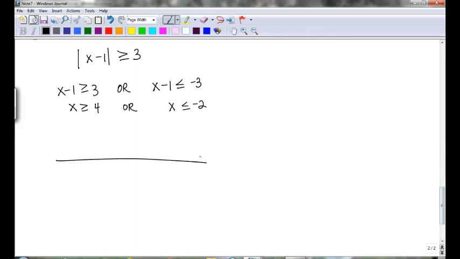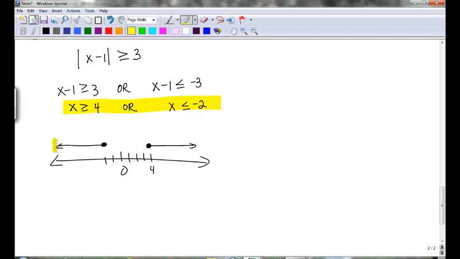If you were doing this on a number line, you'd say x is greater than or equal to 4. So this one would be solid. x is less than or equal to negative 2. The final graph is the union, or is a union. So that is the final graph. Okay, this is the answer algebraically. This is the answer graphically.